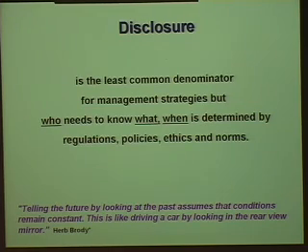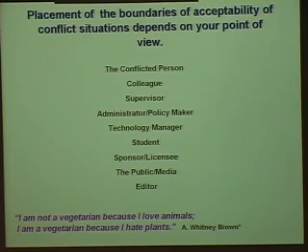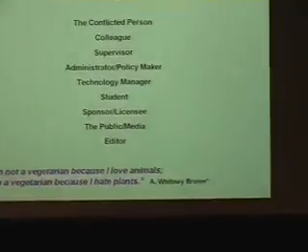Some of that's determined not by policies and regulations, but by ethics and norms. So the placement of where those boundaries of acceptability are depends on your point of view. The conflicted person might think that they would never bias their research, so there would be no reason to have conflict of interest management at all, because scientists of high integrity would not bias their research and produce illegitimate results.